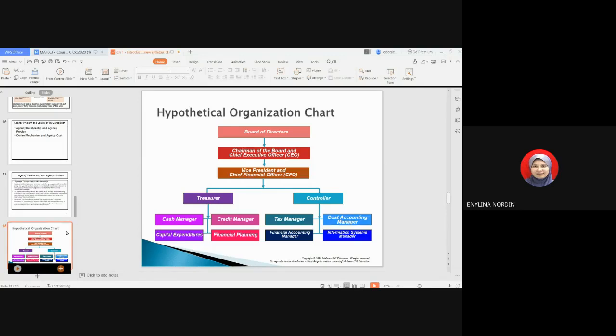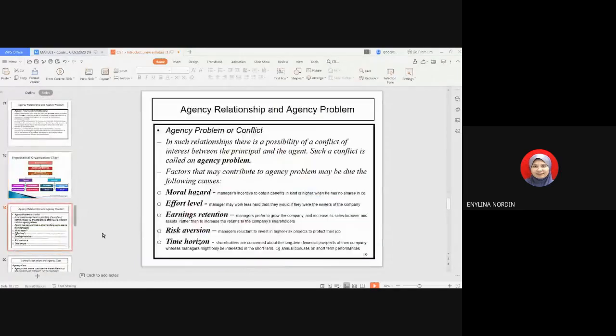the business. Okay, and so this is what I mentioned just now relating to the possible conflict between the principal and agent. So in the relationship of principal and agent, there is a possibility of a conflict of interest between these two parties, right? Such conflict is called agency problem. So this is what I mentioned just now, or explained earlier.